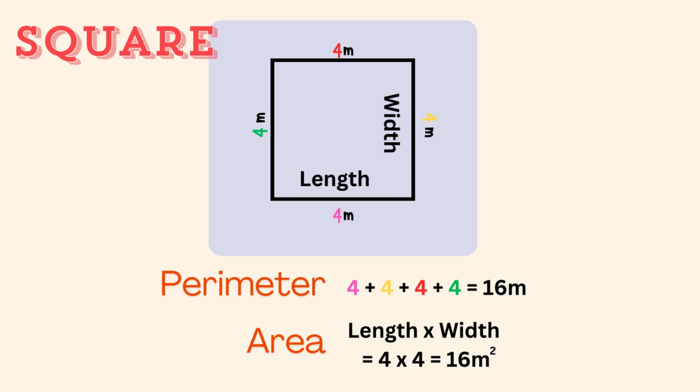4 plus 4 plus 4 plus 4 equals 16 metres. The area, we times the length and the width together, so we're timesing 4 by 4, which equals 16 metres squared. Remember to put the little 2 after your units because that represents the squared number.